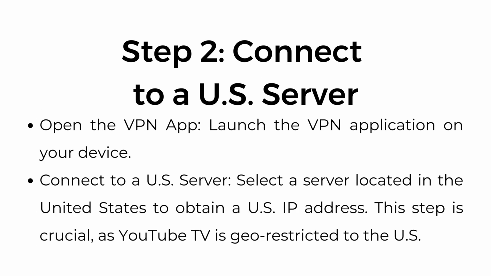Step number 2, connect to a US server. Open the VPN app. Launch the VPN application on your device. Connect to a US server. Select a server located in the United States to obtain a US IP address. This step is crucial as YouTube TV is geo-restricted to the US.